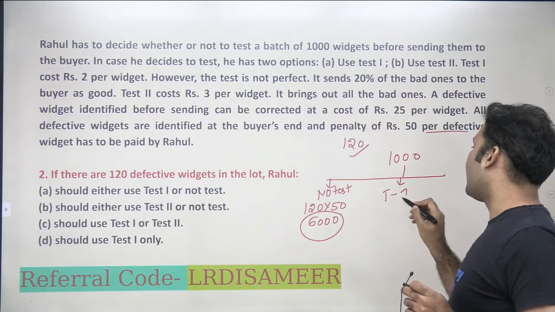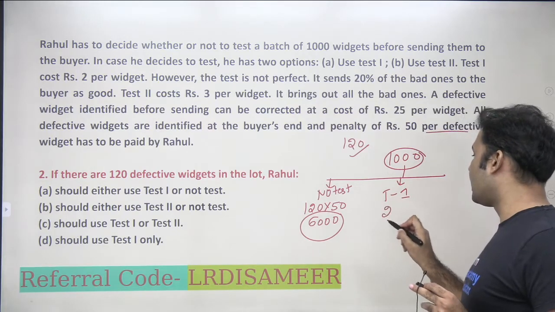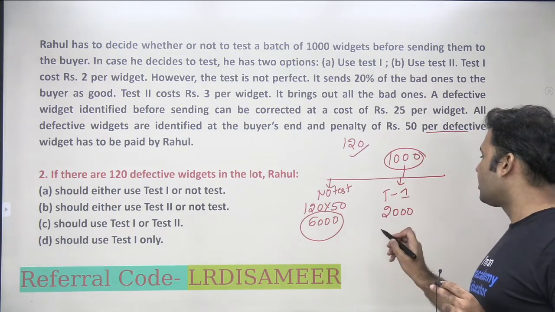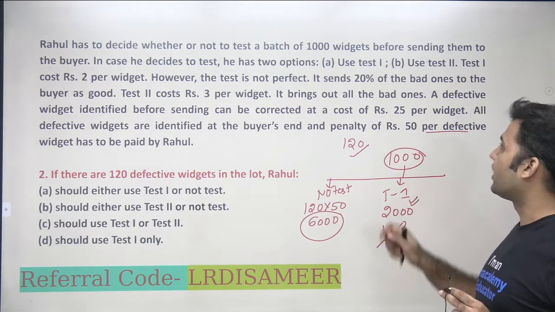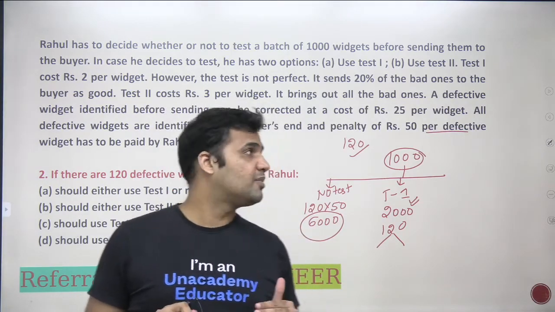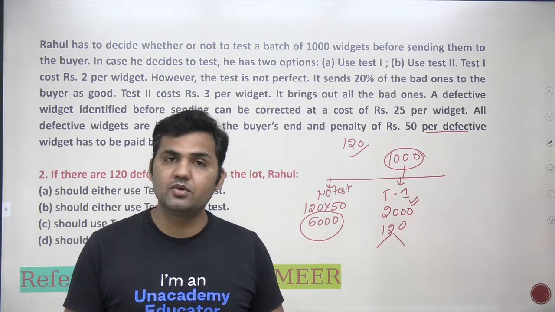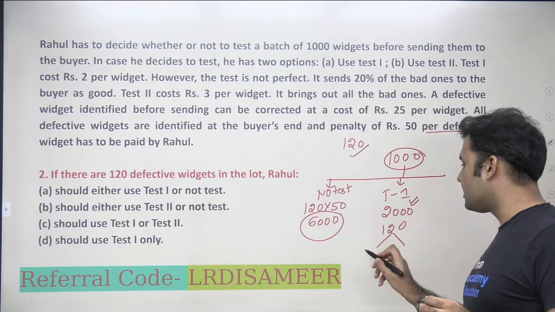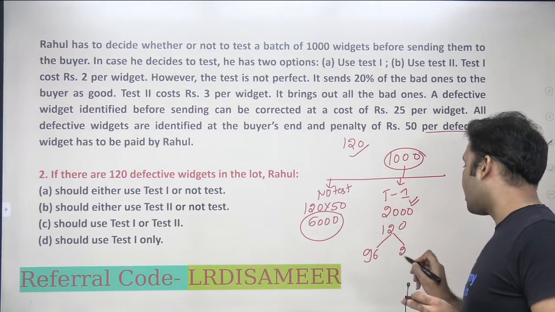Second, if we go for test 1, he will be spending 2 rupees on 1,000 widgets for testing only. So 2,000 rupees is the testing expense in the case of test 1. And out of the 120 widgets, 80% will be identified in test 1. The question says test 1 sends 20% of the defective widgets to the buyer's end. That means test 1 only helps in identifying 80% of the defective widgets. So 80% of 120 is 96. So 96 will be identified. The remaining 20%, that is 24, will not be identified.